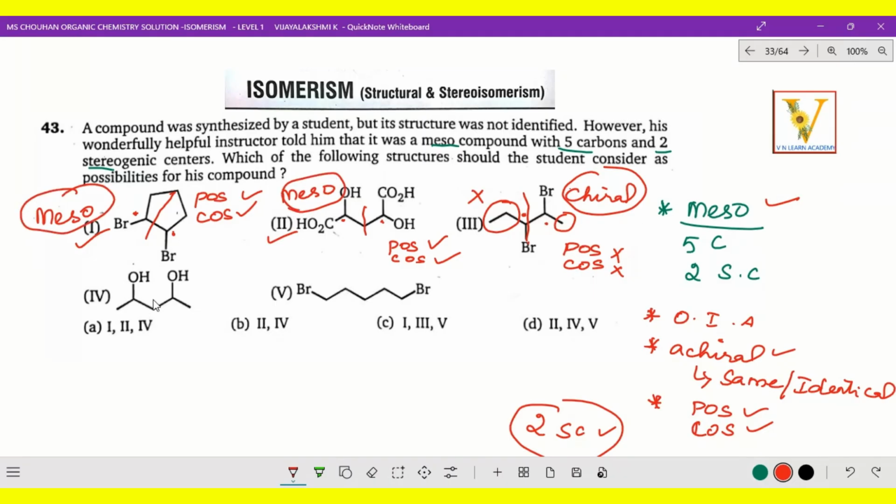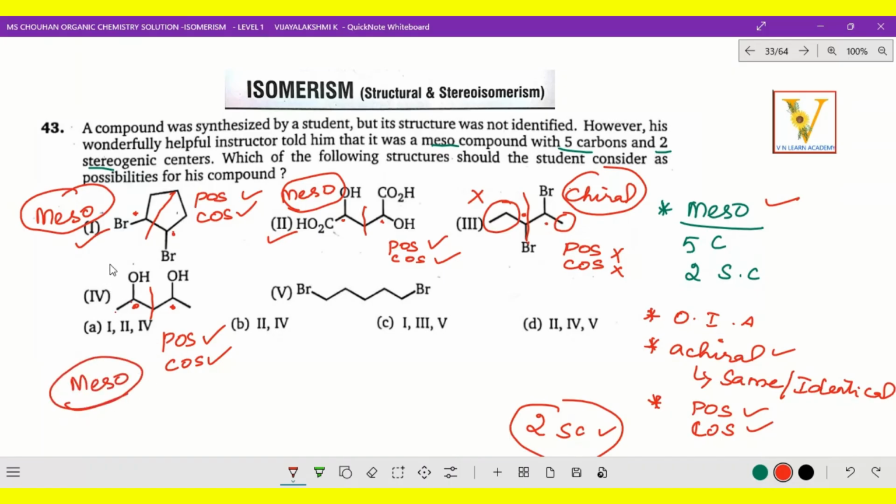Right. Now the next one. Here, 1, 2, 3, 4, 5 carbons are there. Here are two stereogenic centers, with OH. So when you cut it, both sides are equal, identical, and it is an achiral molecule. So this is 100% POS, COS is present. So this is an achiral molecule, optically inactive. So this is 100% meso, right?